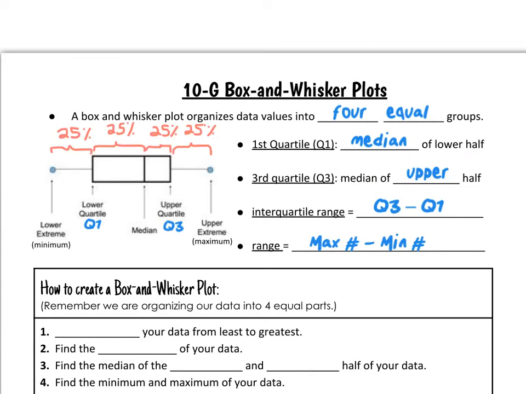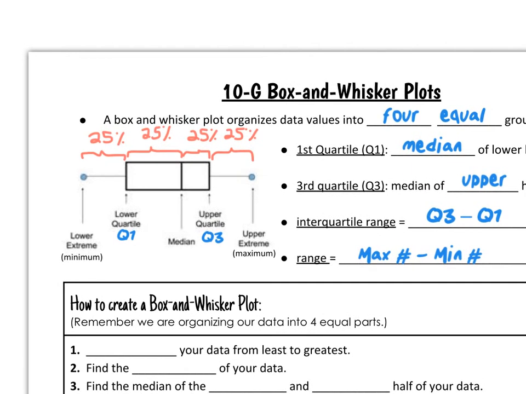Okay, the other thing I want you guys to write above the box and whisker plot that you see is to write all these 25%. Because remember when I said the box and whisker plot organizes your data into 4 equal groups? Well, that means the distance from the minimum to the first quartile is about 25% of your data, and then the distance between the lower quartile and the median is about 25% of your data, etc. So from each point, it's going to be about 25% of your data.